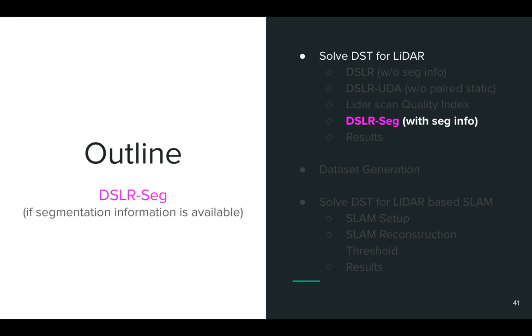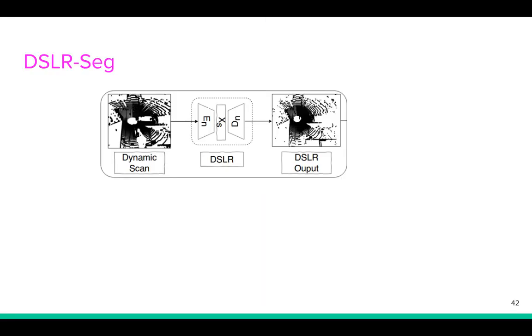We also extend our base DSLR method to improve static LiDAR reconstruction performance further if segmentation information is available. We refer to it as DSLR-seg. We use the base DSLR method to generate a complete 360-degree reconstructed static LiDAR scan for a given dynamic scan, as shown in the top image.